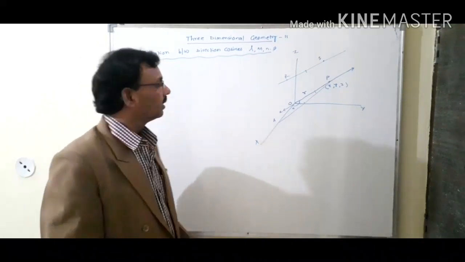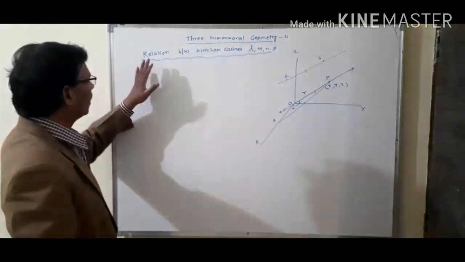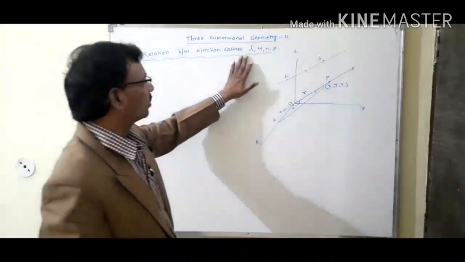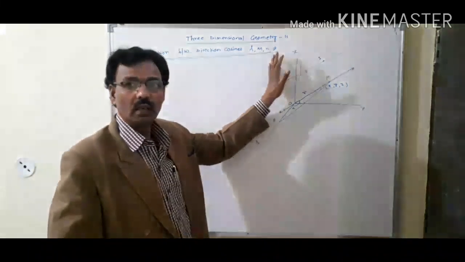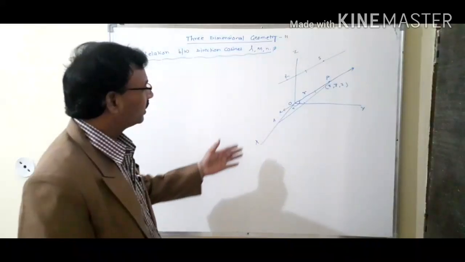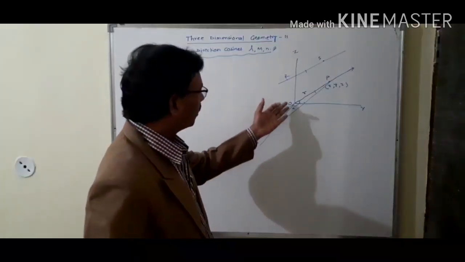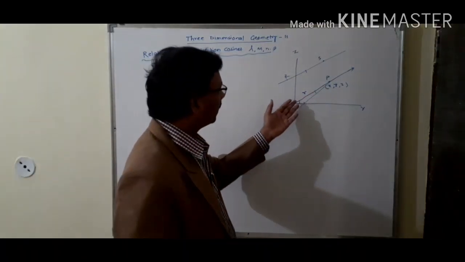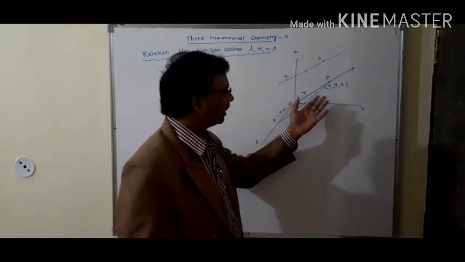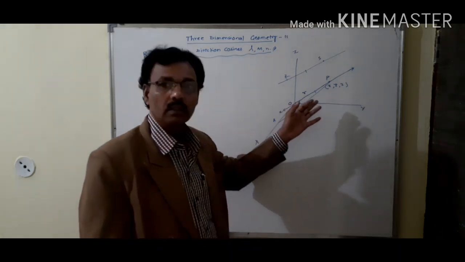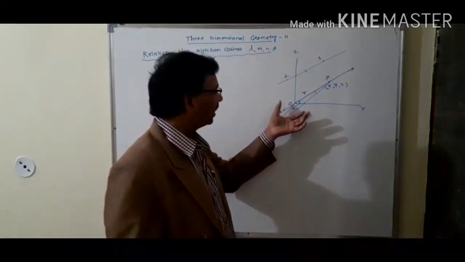Hello students, in this video we will discuss the relation between the direction cosines l, m, n of a line. Suppose this is a line OP and the direction cosines l, m, n are given. So what will be the relation between l, m, n?